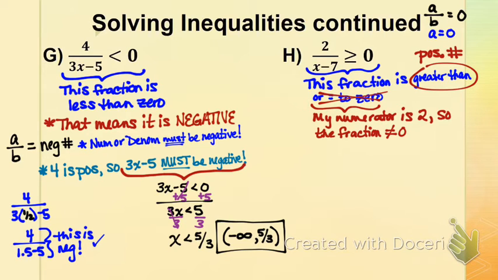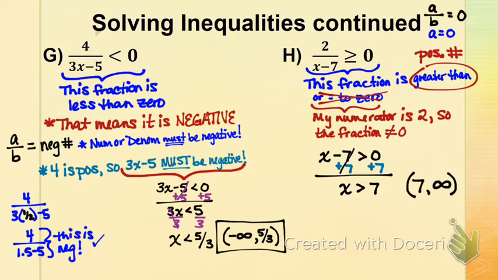That denominator has to be a positive number, or else this whole fraction won't be positive. So I'm going to take x minus 7. I'm not going to write that or equal to here, because it can't be equal to 0, right? And then what would I do to solve this? Add 7 to both sides. So I get x is greater than 7. How do I write that using interval notation? Parentheses on both sides. Absolutely correct.